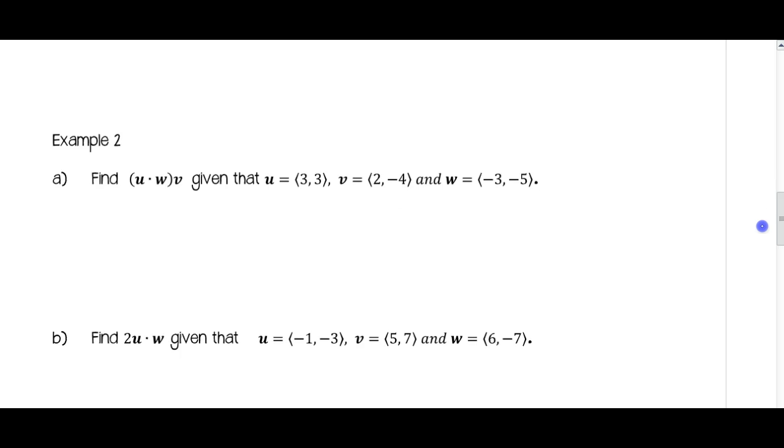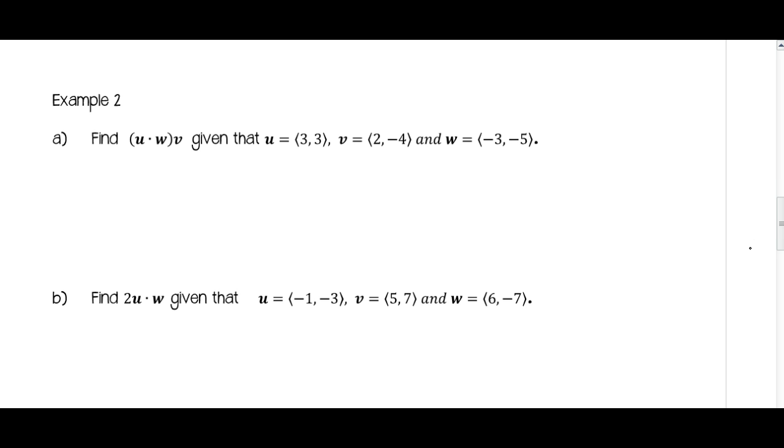Example 2, we want to find u dot w times v. If you're thinking ahead, we know that u dot w is going to be a scalar, and then we're going to multiply that by vector v, so our final answer should be a vector quantity. So let's do u dot w first.